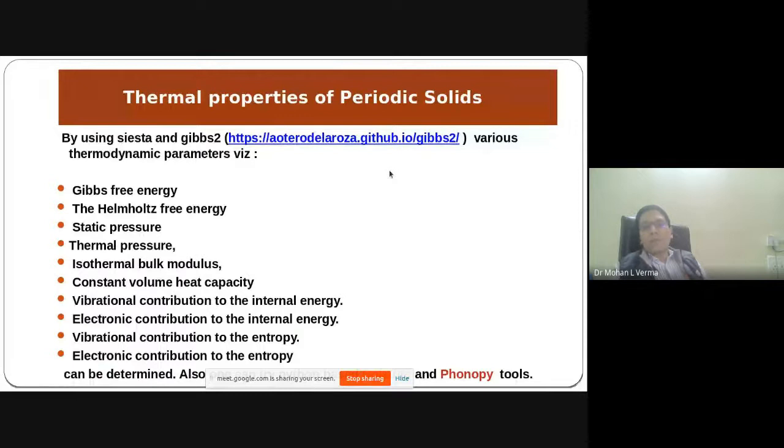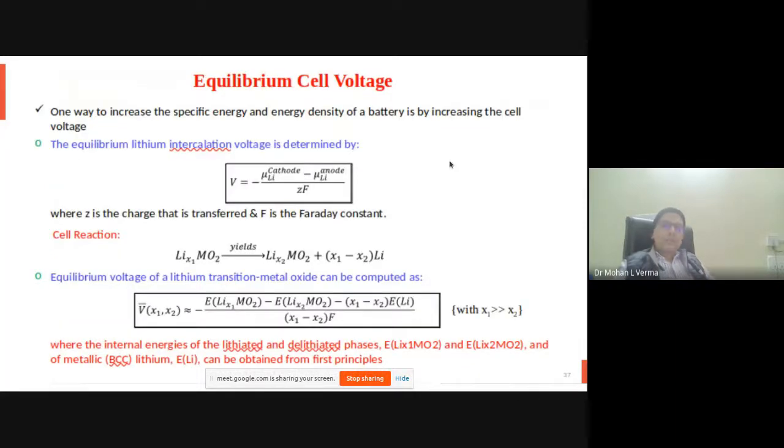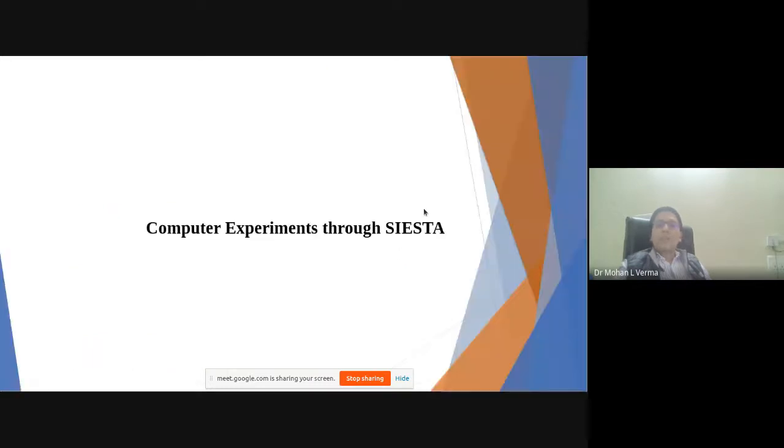Moreover, some thermal properties can be obtained with the help of other tools, like Gibbs2 and photovoltaic tools. And the battery performance can be studied using the optimization of the system. So these are equations one can use.